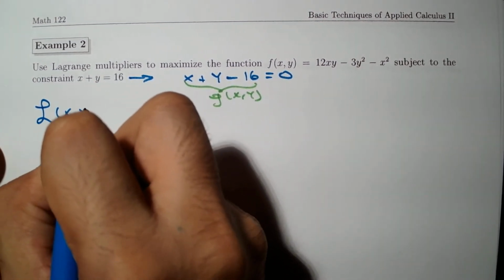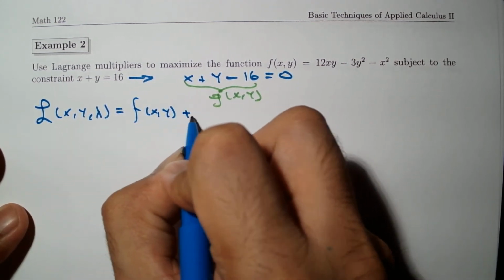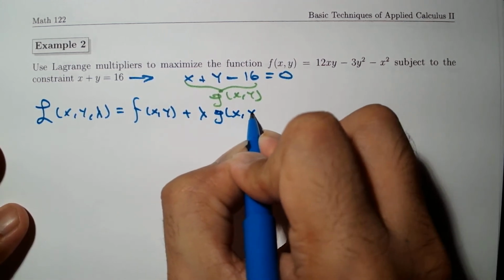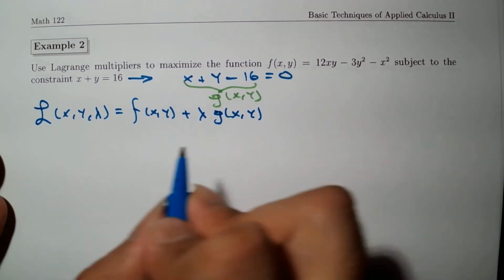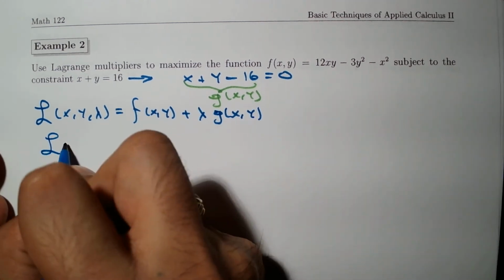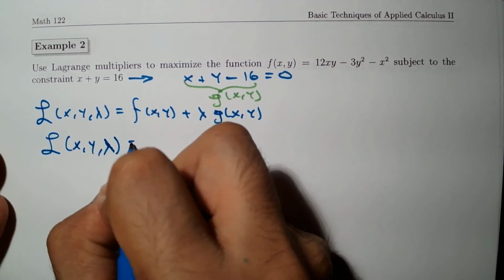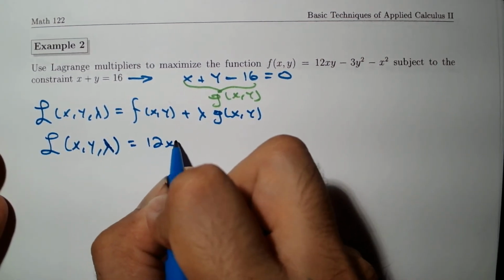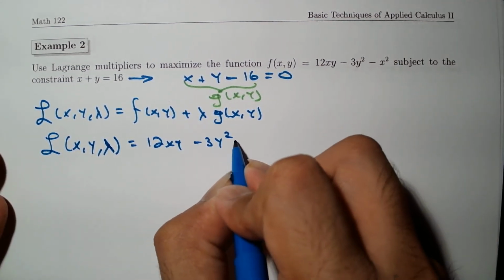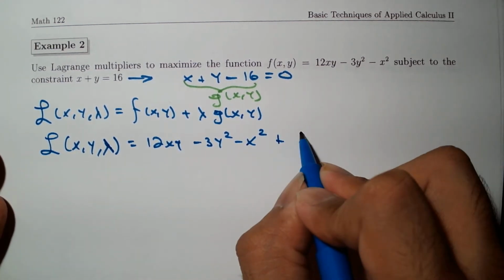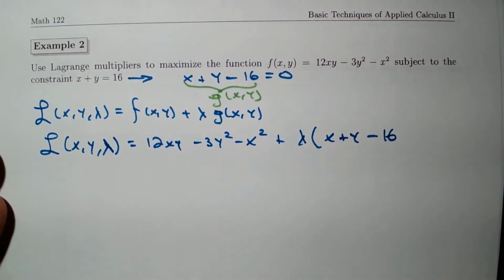Okay, so I'm going to form the Lagrangian function. So L of x, y, lambda equals f of x, y plus lambda g of x, y. Okay, so that's what we're going to do here. So in this case, let me write this down. L of x, y, lambda equals 12xy minus 3y squared minus x squared plus lambda times this quantity, x plus y minus 16.